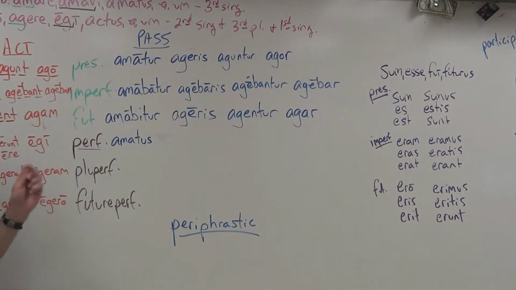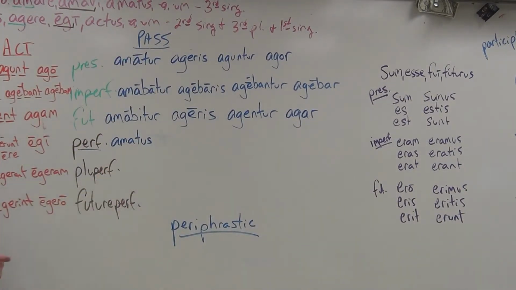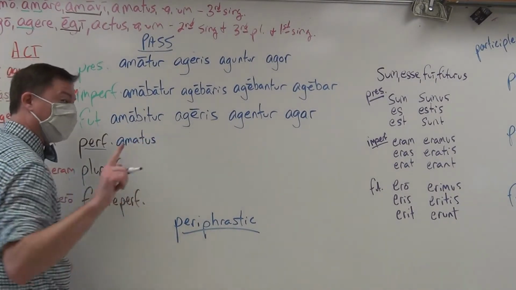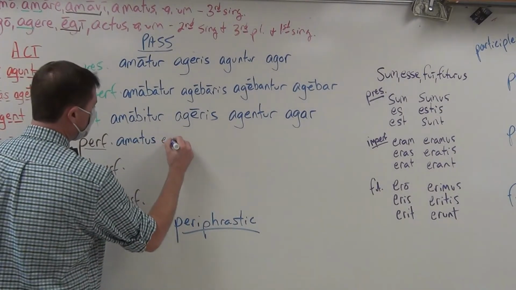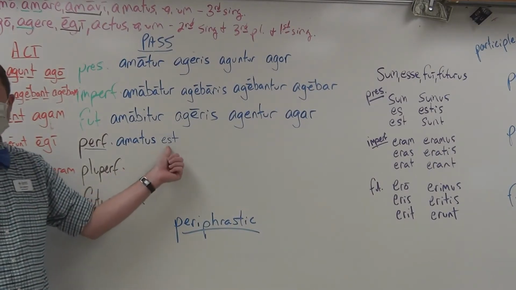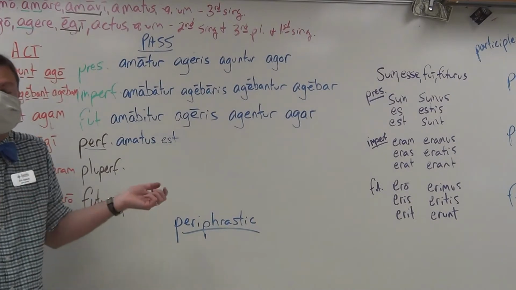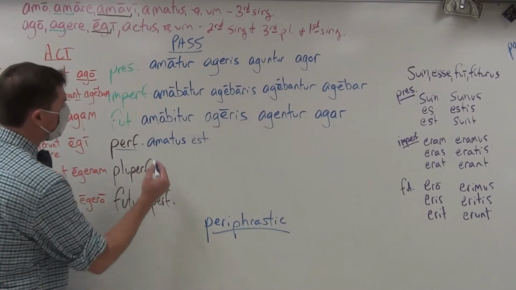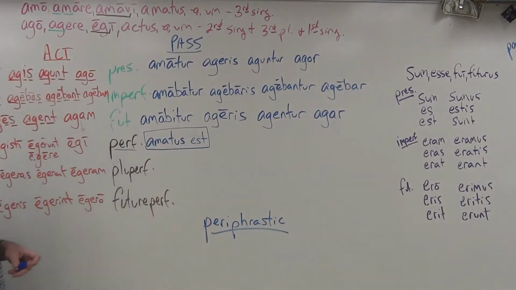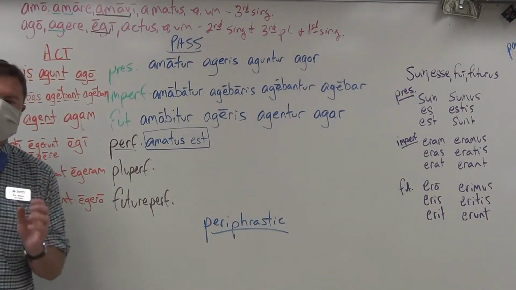So I am about to magically make amatus disappear. And how am I going to make it disappear without using an eraser? And you no longer see amatus. I don't see amatus. You don't see amatus. Instead, what you see is amatus est. Likewise, I don't see est. I can't see it. It's not there. Why? Because it is a unit. Amatus est.